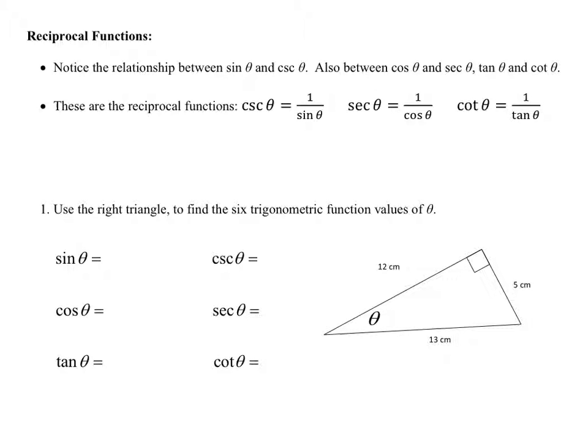Now, just to reinforce it, the sine and the cosecant are called reciprocal functions because their ratios are flipped, okay? And the same holds true for cosine and secant and tangent and cotangent. They're called reciprocal functions. And then we can write them like this: the cosecant is 1 over sine, secant is 1 over cosine, cotangent is 1 over tangent. Cool?